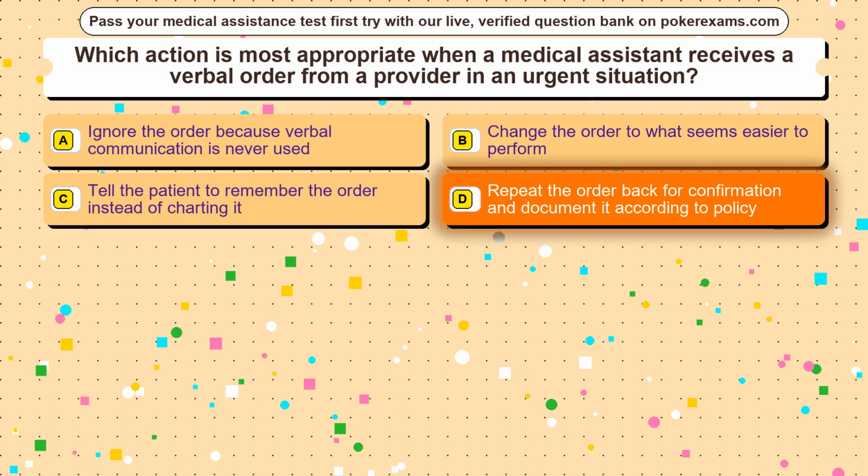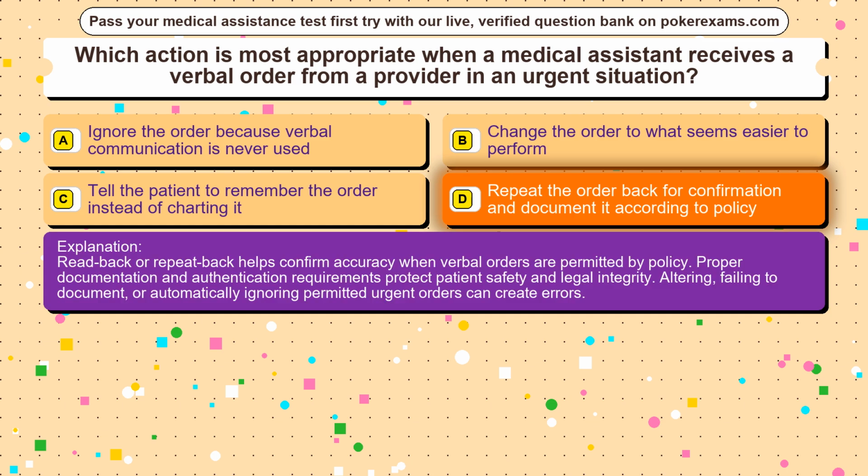The correct answer is option D, repeat the order back for confirmation and document it according to policy. Read back or repeat back helps confirm accuracy when verbal orders are permitted by policy. Proper documentation and authentication requirements protect patient safety and legal integrity. Altering, failing to document, or automatically ignoring permitted urgent orders can create errors.